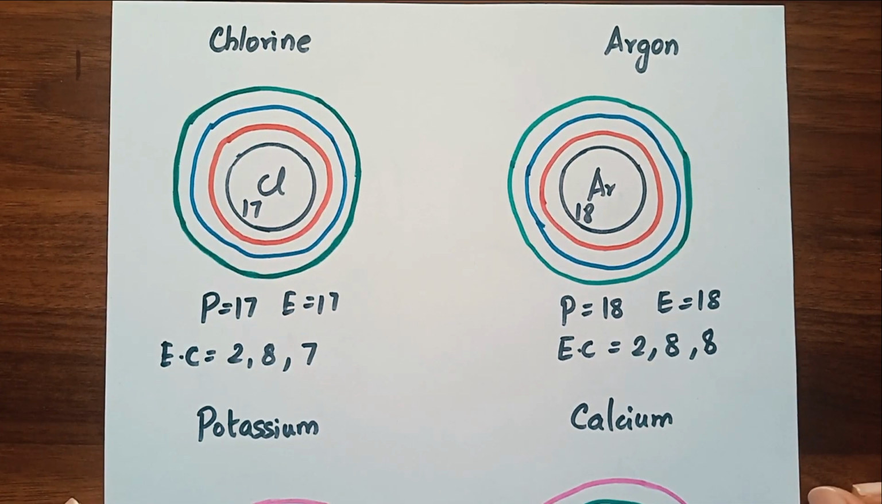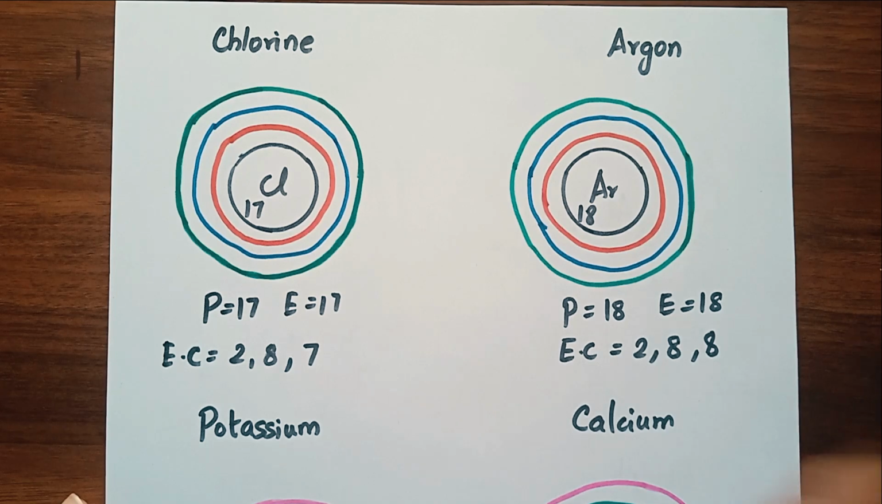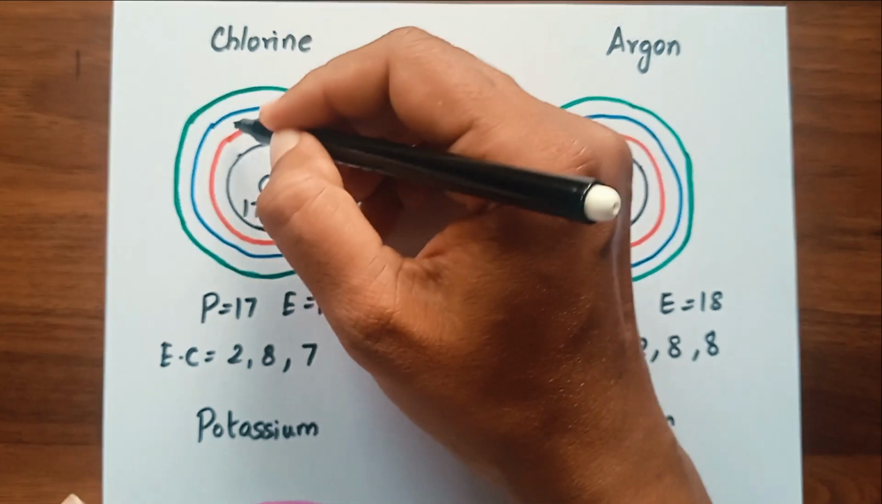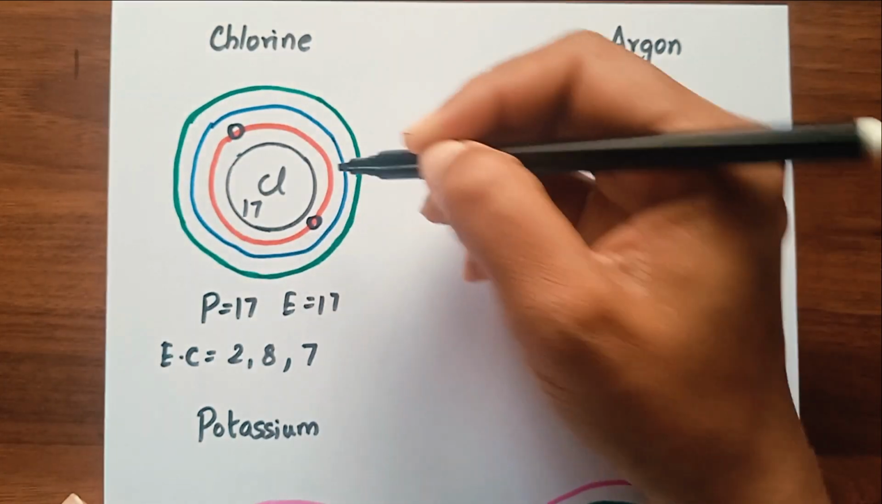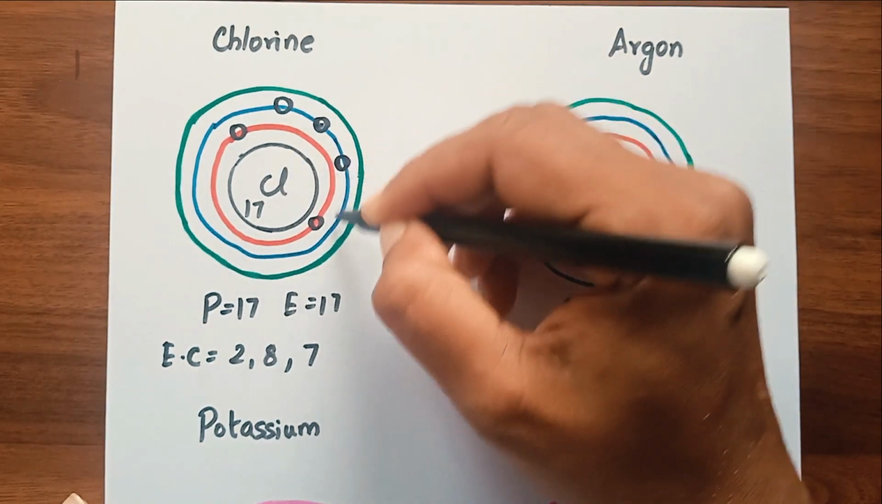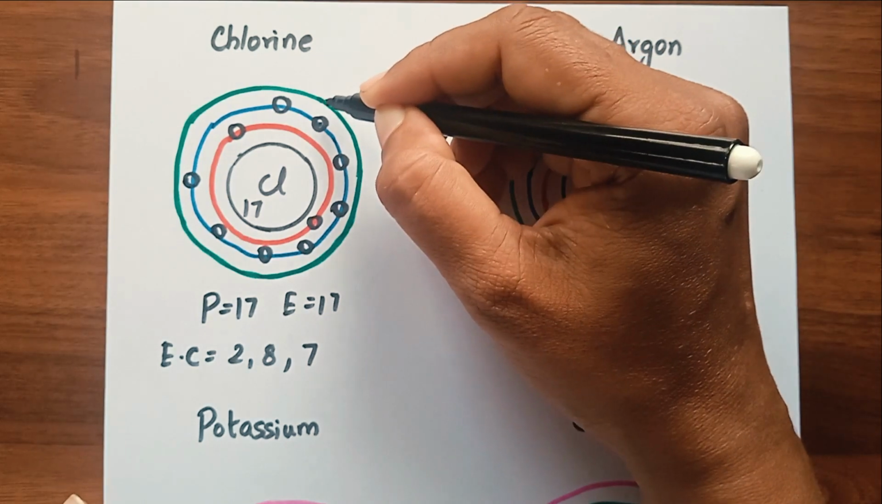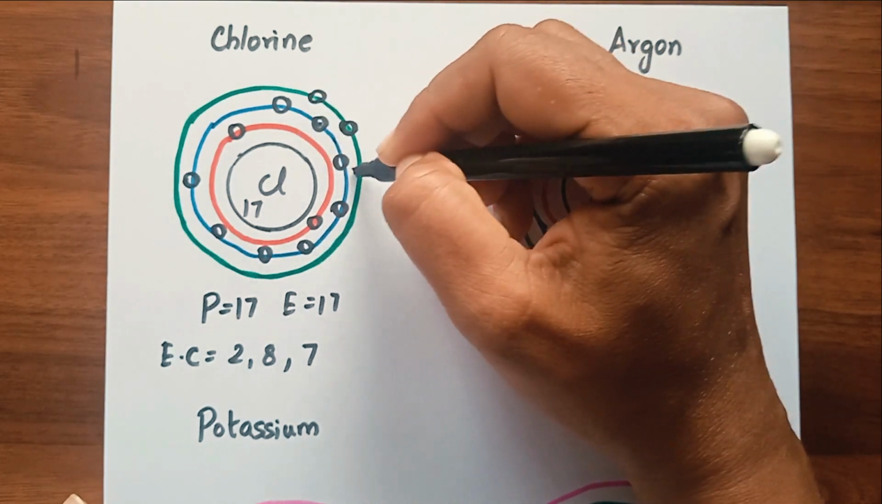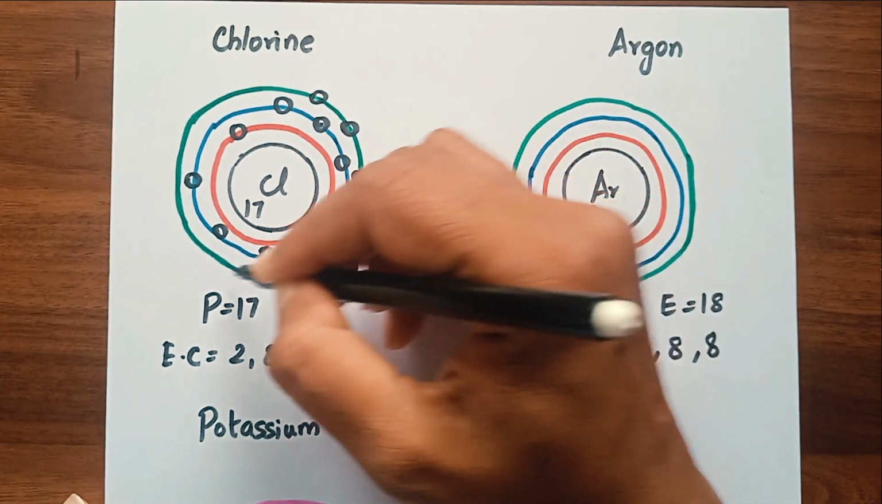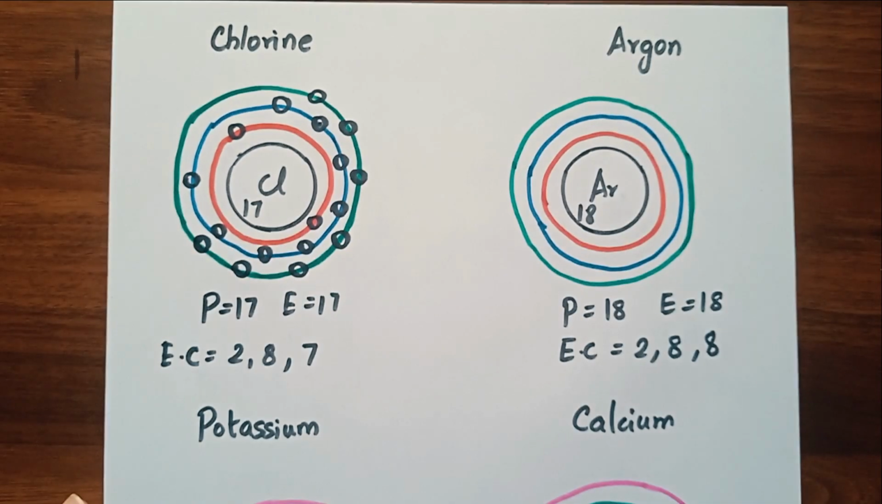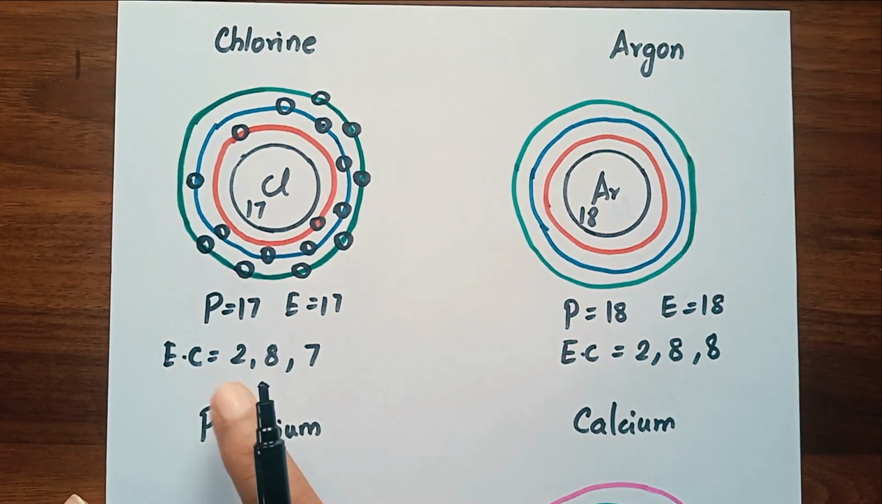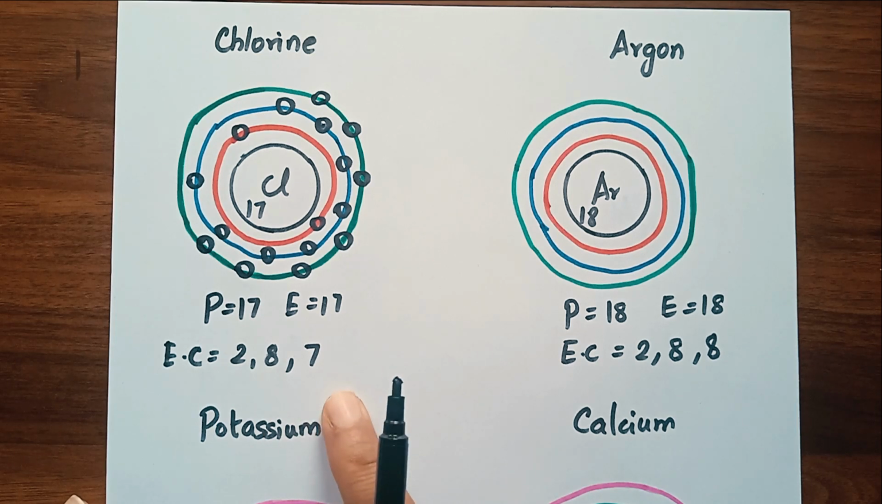Now we go for chlorine. Chlorine, the atomic number is 17. So the total number of electrons is 17. Start filling: 1, 2, 3, 4, 5, 6, 7, 8, 9 and 10. The remaining 7 is there: 11, 12, 13, 14, 15, 16 and 17. So the electronic configuration is 2, 8, 7.